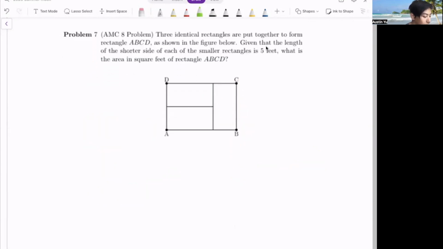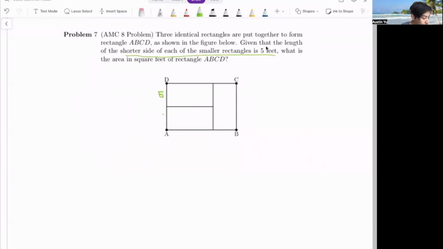Problem 7. 3 identical rectangles are put together to form rectangle ABCD as shown in the figure below. Given that the length of the shorter side of each of the smaller rectangles is 5 feet, what is the area in square feet of rectangle ABCD? Let's find the width and length of the big rectangle. We see here that the shorter side of each of the smaller rectangles is 5 feet.